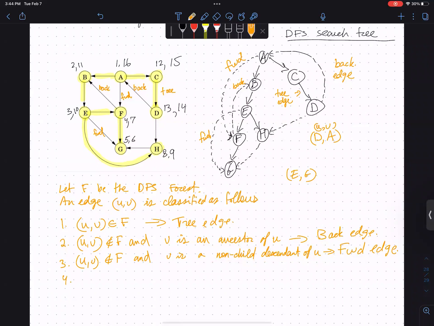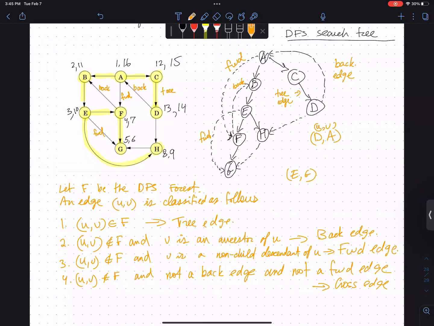That brings us to the fourth type of edge, which is U to V that is not a tree edge, not a back edge, and not a forward edge. So all the other edges. This is a cross edge. Cross edge. Kind of going across different subtrees.